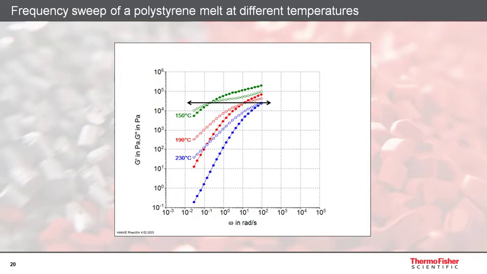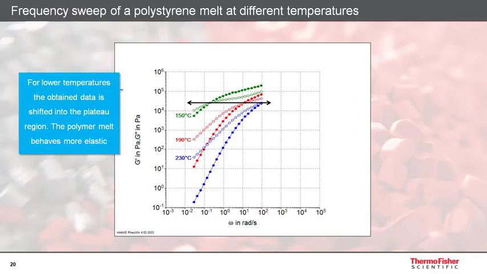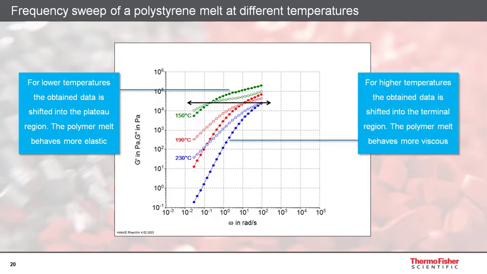This is possible since frequency and temperature are affecting the sample's behavior in a similar way. At lower temperatures, the polymer behaves like it is exposed to higher frequencies. And at higher temperatures, it behaves like at lower frequencies. The individual curves are usually shifted horizontally only.